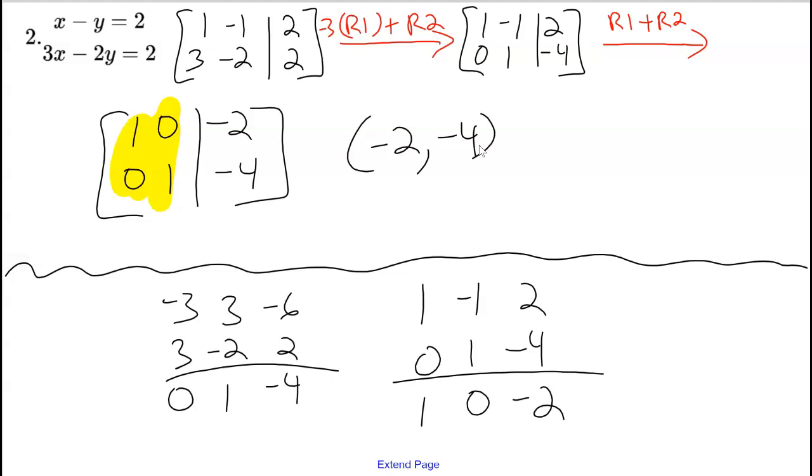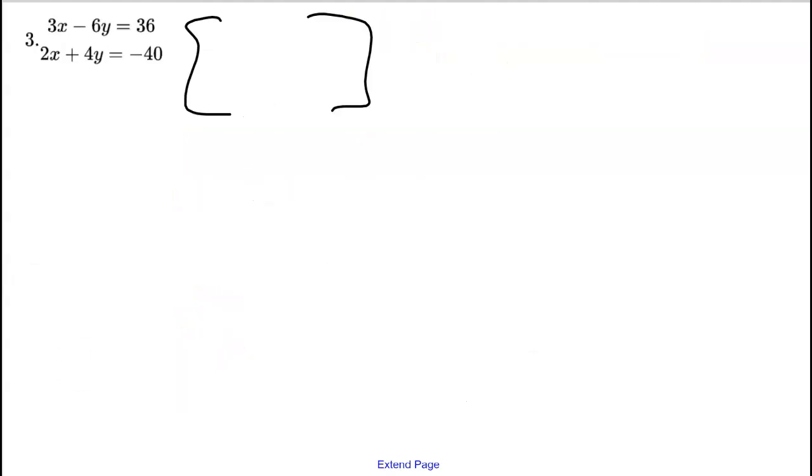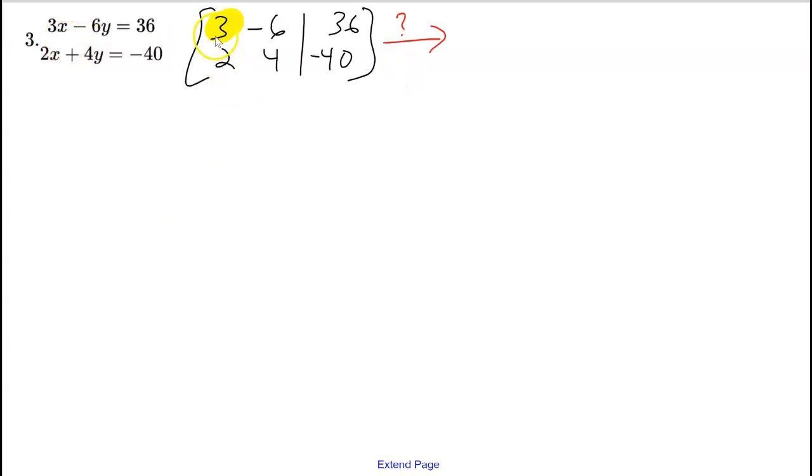All right, let's take a look at another problem. First thing I'm going to do is write it as a matrix, an augmented matrix. I've got 3, -6, and 36, and then 2, 4, and -40.